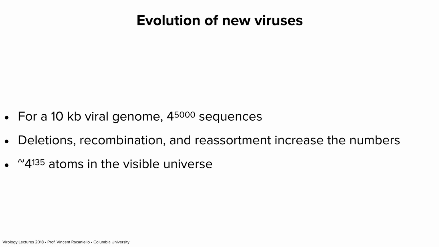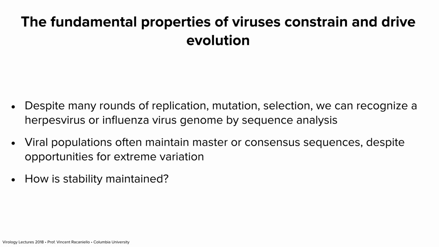But we don't see flu mutating into herpes virus. So there are obviously constraints that reduce this number substantially. Herpes is always herpes, flu is always flu. So then the question is, how do we maintain that stability? How do viruses stay flu? How does a flu virus stay flu, polio remains polio, and so forth?